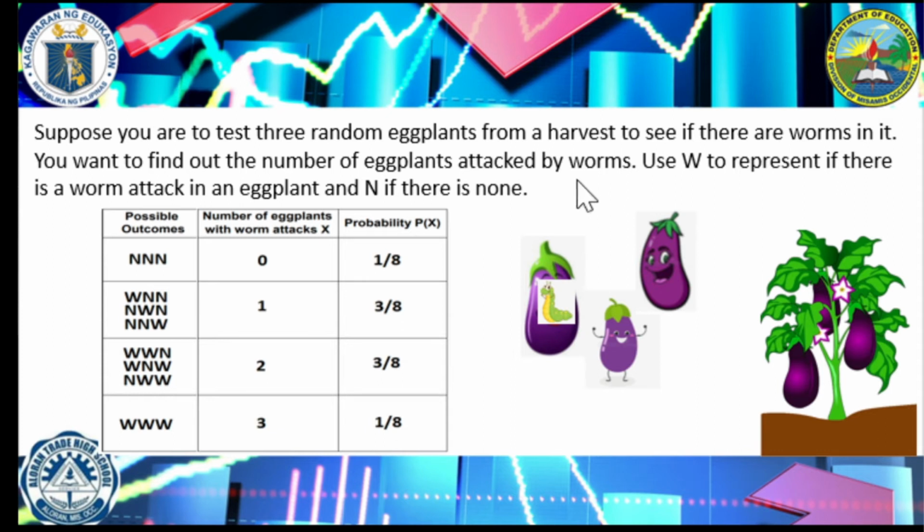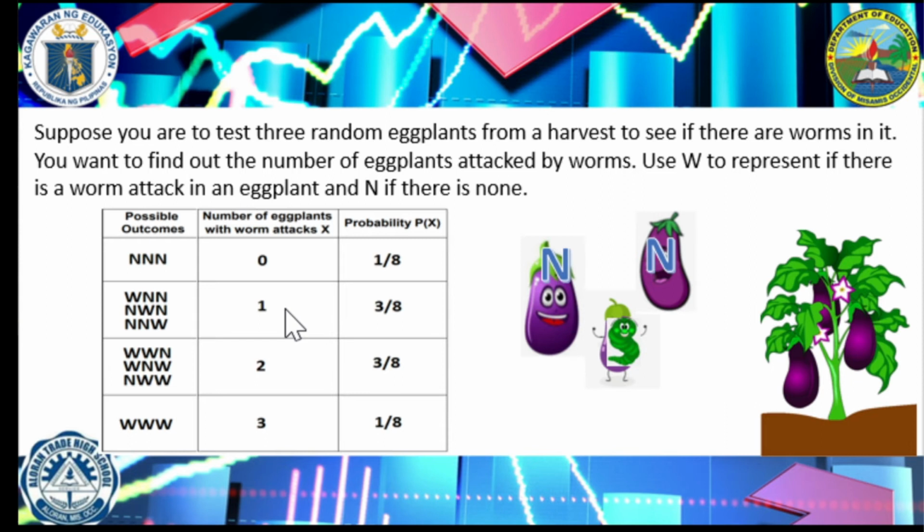So this is W with worm attack, no worm attack, and no worm attack. So W, N, N. We put in here W, N, N. But it could also be in the form N, W, N. So still there is only one worm attack. So we put that under the second column with one worm attack. So how many worm attacks?